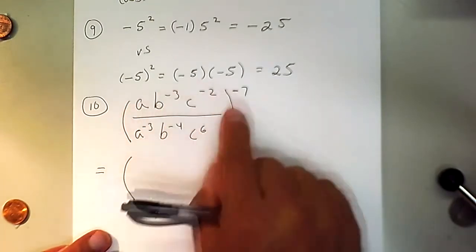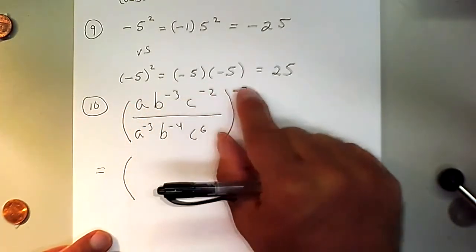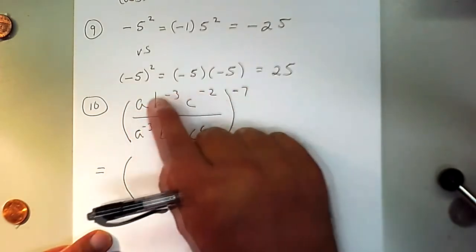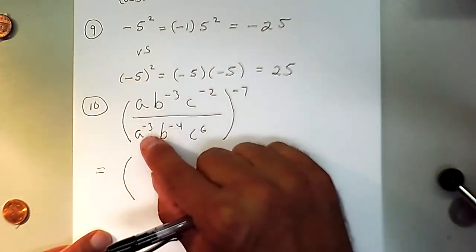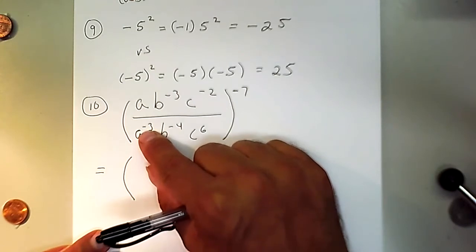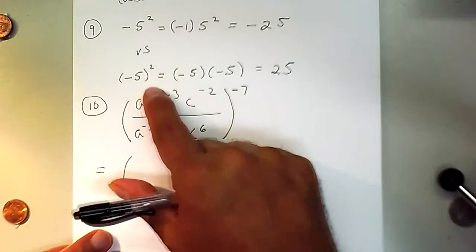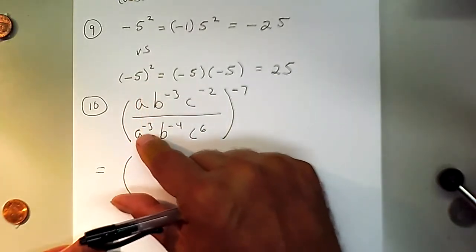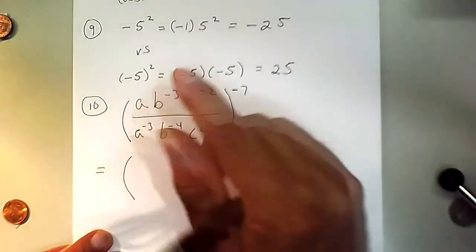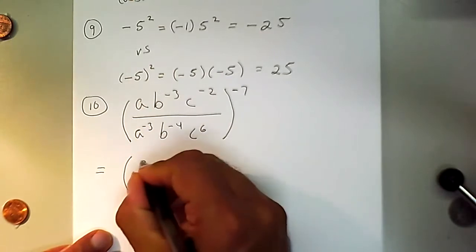Okay, so let's say you are given this problem to simplify. I'm going to start by simplifying what is inside of the parentheses. This is a negative exponent, so that goes up here. This a has a hidden exponent of 1. So we have 3 a's and 1 a here. That makes a to the 4.